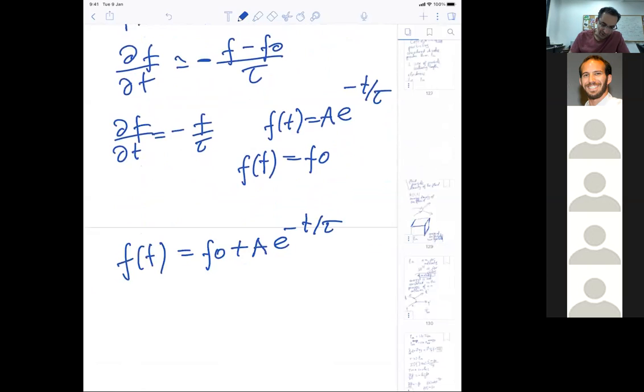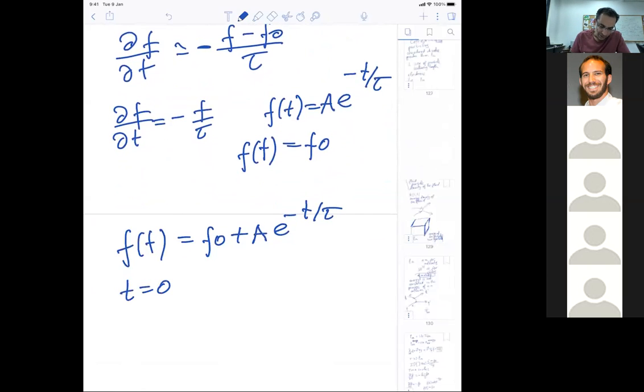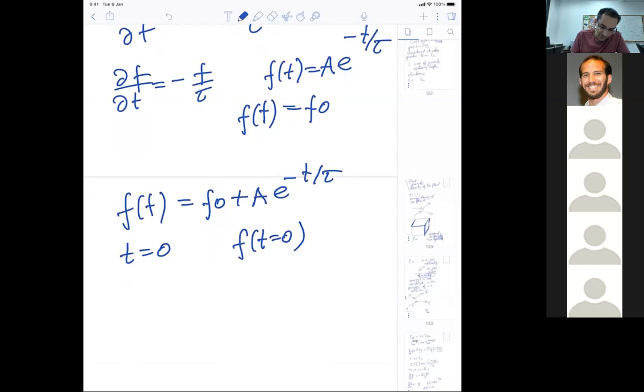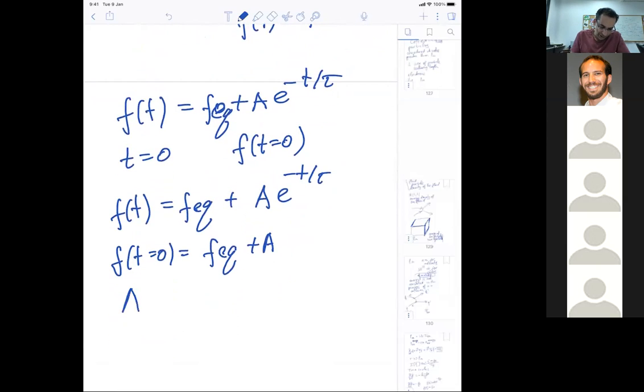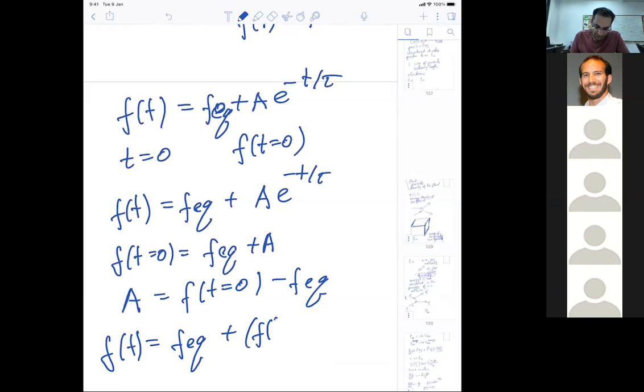And okay, so if we know that at t equals 0 the distribution function f is given, and f0, let me write as f equilibrium, just not to be confused. Then f of t should be equal to f equilibrium plus a e minus t divided by tau. At time equals 0, this is equal to f equilibrium plus a. From here, a is equal to f at t equals 0 minus f equilibrium. So it means that f of t is equal to f equilibrium plus f at t equals 0 minus f equilibrium times e minus t over tau.